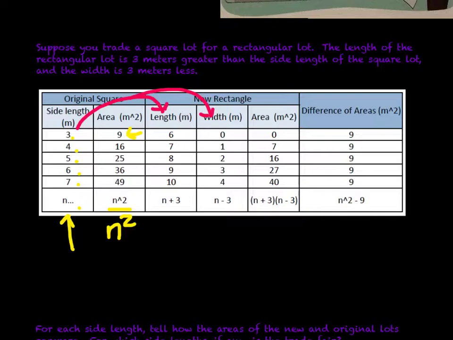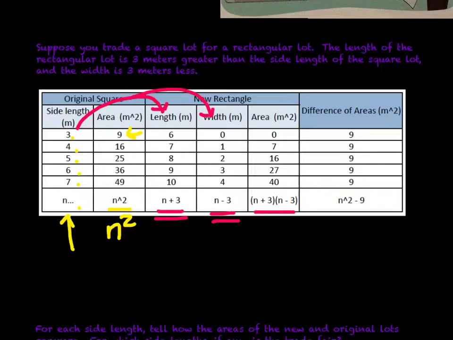The next one, we have an increase of 3, so we have 7, and a decrease of 3, so 1. It's a 7 by 1 rectangle, and we get an area of 7. Same thing for 5, 6, and 7, and we end up with 16, 27, and 40, respectively. And the very last one is that generalized equation. So we have that side length that has increased by 3 and the side length that has decreased by 3. And in order to find the area of that situation, we do n plus 3 times n minus 3.